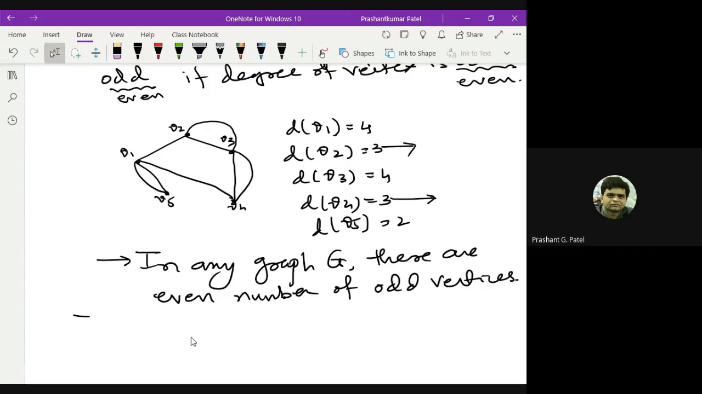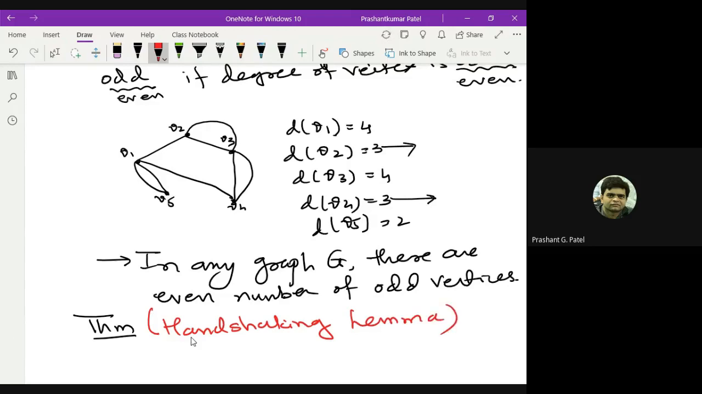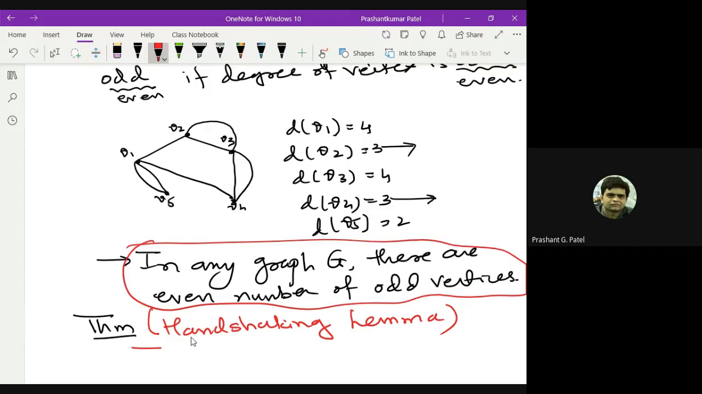This is known as a theorem, and the theorem is the handshaking lemma. And why is it known as the handshaking lemma? You can correlate with the statement. The statement is this: in any graph G, there are an even number of odd vertices. So you should write the same thing here. Why is it known as the handshaking lemma? Can somebody explain this? The handshaking lemma.